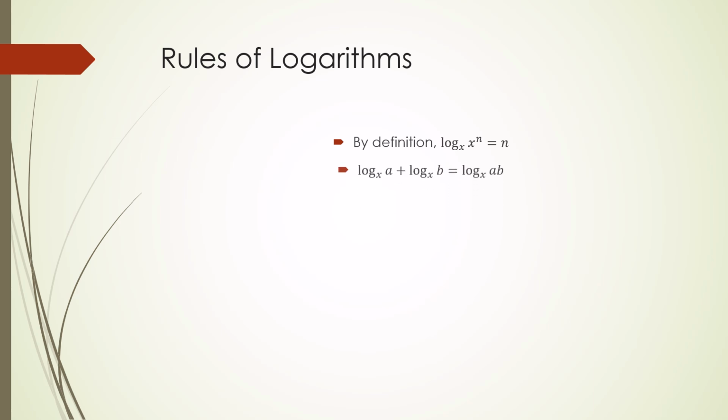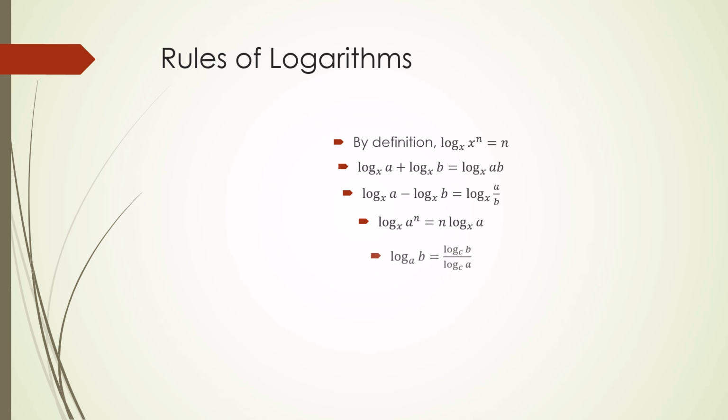Firstly, we have the product rule, which states that log base x of a plus that of b is equal to log base x of the product of a and b. The quotient rule says something similar. Then we have the power rule, which states that log base x of any real number a raised to a certain exponent is equal to that exponent multiplied by log base x of a itself. And lastly, this is the change of base rule, which will be useful when we need to change the base of the logarithm.